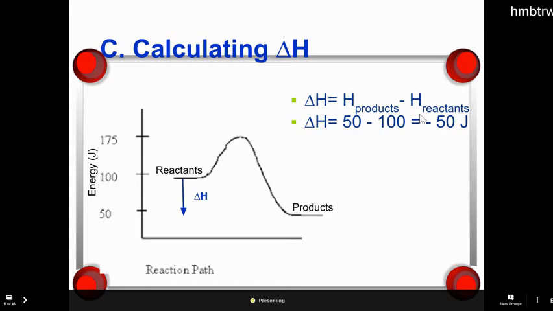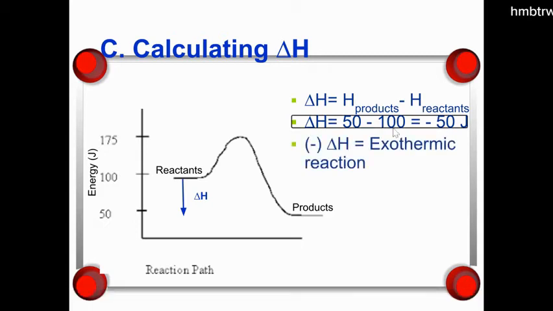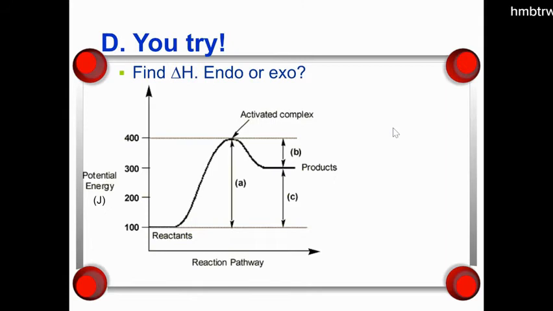So products minus reactants. I have 50 minus 100. I have a release, or negative 50 joules. I have a release of 50 joules. This is an exothermic reaction.